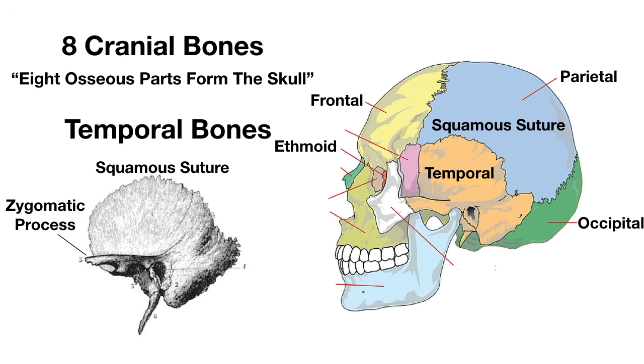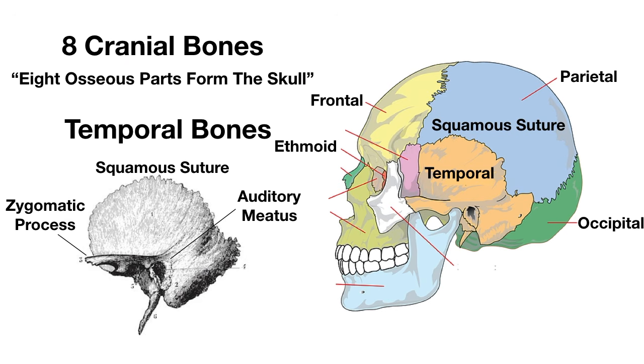This is a projection that comes off of the temporal bone and joins with the zygomatic bone, specifically the temporal process of the zygomatic bone. This is known as the zygomatic arch, or the cheekbone that you can feel. The zygomatic bone is one of the facial bones, and we'll be talking about that in a different video when we discuss the facial bones.